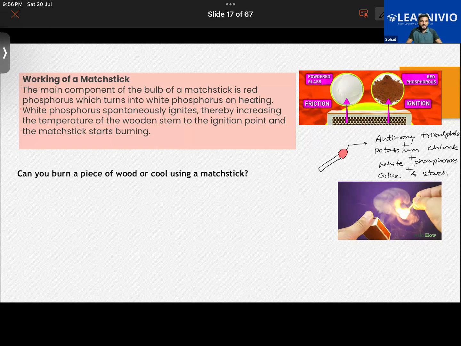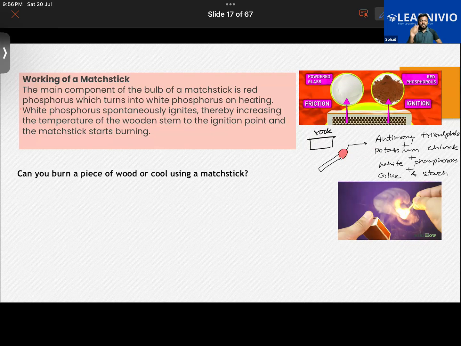Okay. Now, when this was struck against a rough surface, for example, a rock which has a rough surface, if I were to strike this matchstick against the rock surface, due to friction, heat will be generated, and that heat was enough for the white phosphorus in it to catch fire. The heat generated due to striking this matchstick on a rough surface was sufficient for this white phosphorus to be ignited, and hence the matchstick will catch fire. It will start to burn. Getting it now?